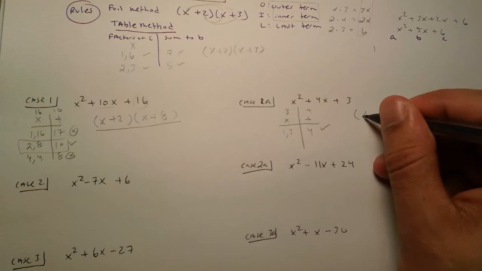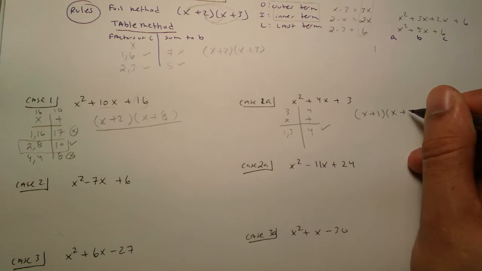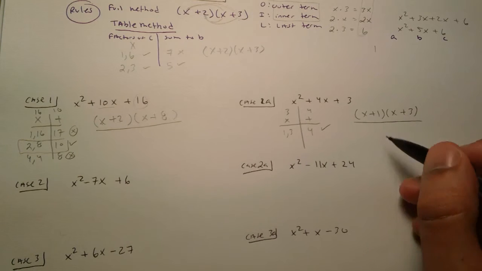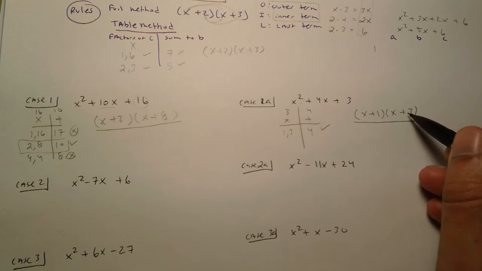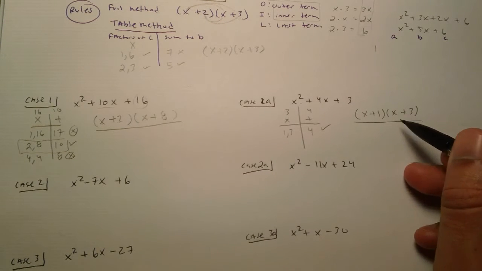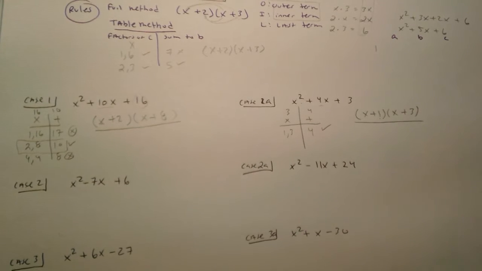Okay, so we have x plus 1 and x plus 3. Okay, and that's it. And double checking with FOIL, we have x times x, x squared. X times 3 will give us 3x, plus 1x will give us 4x, and then 1 times 3 will give us 3. Okay?